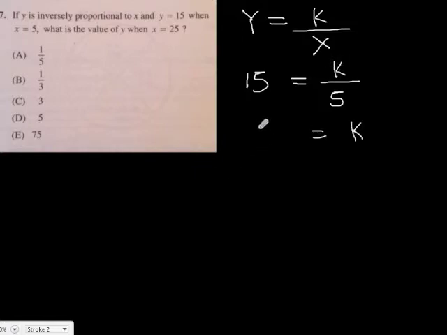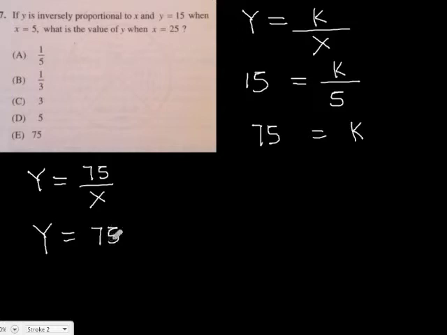So with k equal to 75, rewrite the equation with the actual value of k. So y is equal to 75 over x. X is 25. What is the value of y? So y is equal to 75 over 25, and the answer is 3. Correct answer is C. The next question.